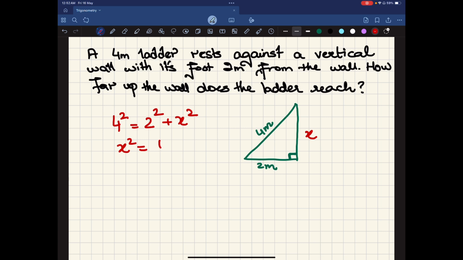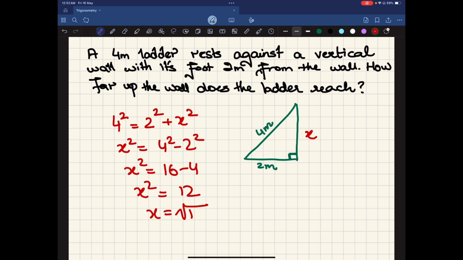So 4 squared is equal to 2 squared plus x squared. x squared is equal to 4 squared minus 2 squared. x squared is equal to 16 minus 4. x squared is equal to 12. x is equal to the square root of 12, which turns out to be 3.46 meters.